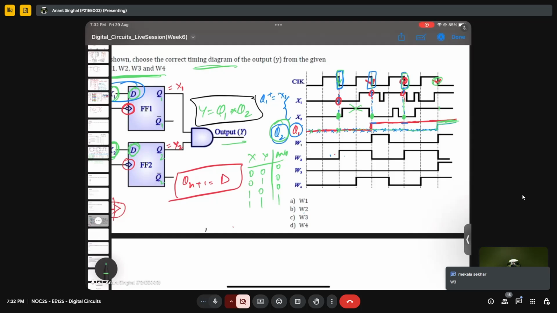Anyone? Yeah, it should be W3, right? Because here it is 0, 0, 0, then here it becomes 0, and here it is 1 and 0. So it should always remain 0 till here, which is the only case in W3. And at this point, both of them become 1, which is the case here. So W3 is the correct answer, which is option C.